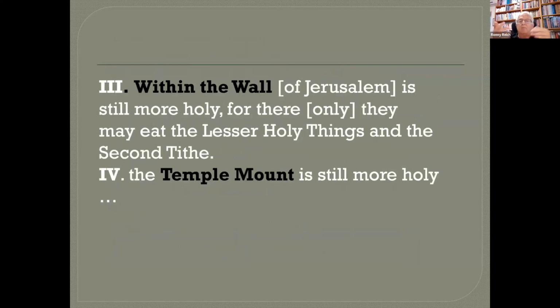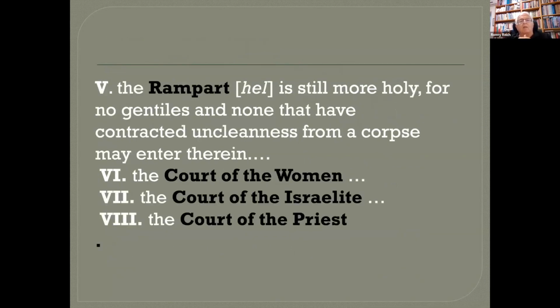Within the wall of Jerusalem is more holy than the land of Israel. The Temple Mount is more holy than within the wall. Please, next. The rampart, the Hel, I mentioned it already, where the inscription was probably mounted, the Greek inscription. Pay attention, by the way, that only from here into the Hel, Gentiles are prevented from entering. That means that into the Temple Mount, which is 1 degree earlier, Gentiles, non-Jews, could enter.